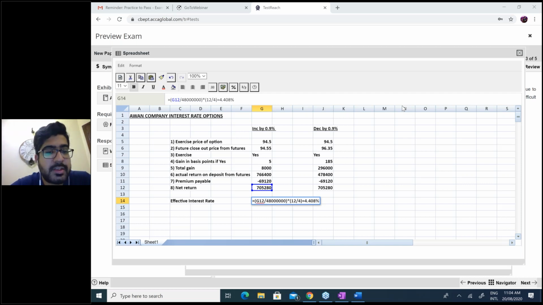Jakir, step 6 is just copy paste from futures. The actual return on deposit was present in futures. In step 6, we just copy pasted that. Faisal, we decided to exercise yes or no by taking the decision on our strategy. Our strategy is buy now, sell later. So buy for 94.5 and sell for 94.55, higher. That's a gain. That's exercise.